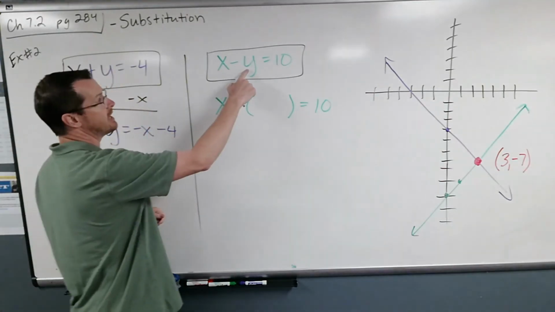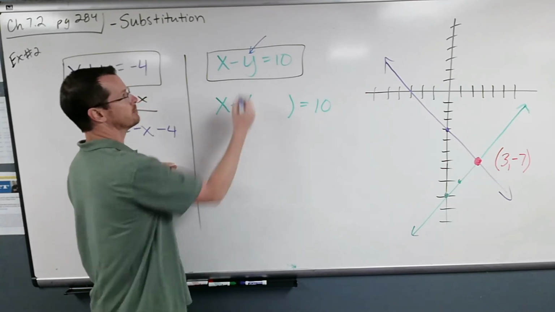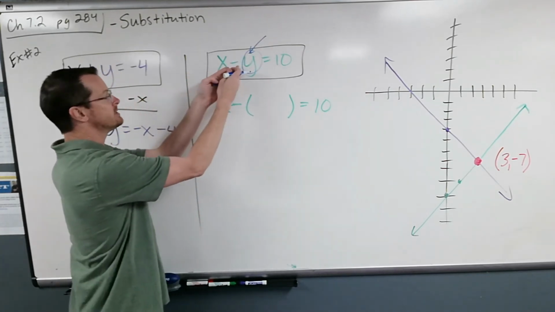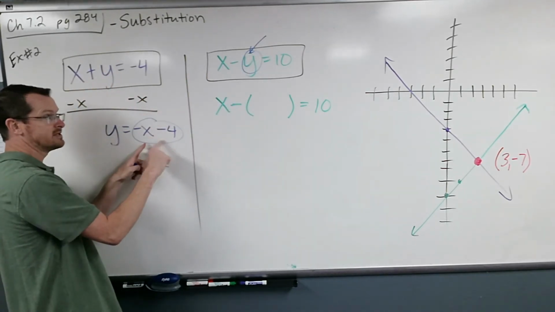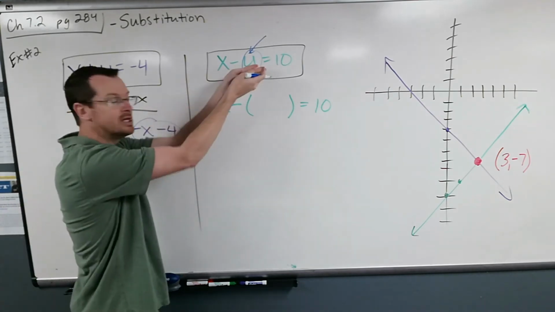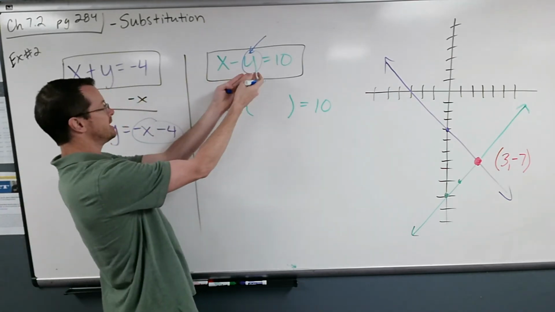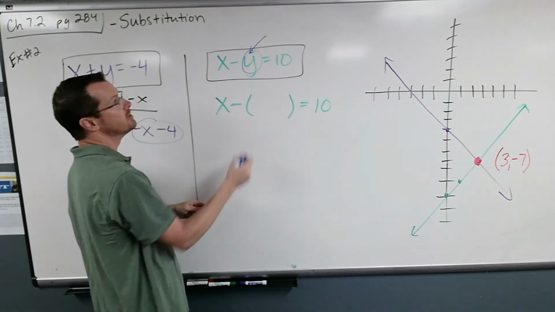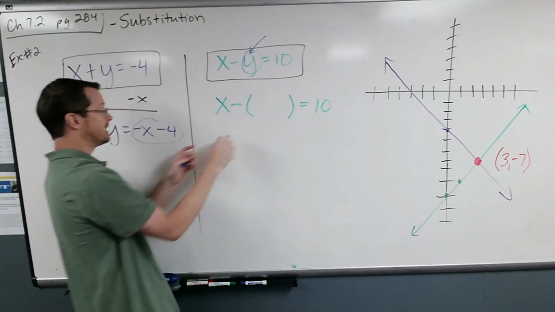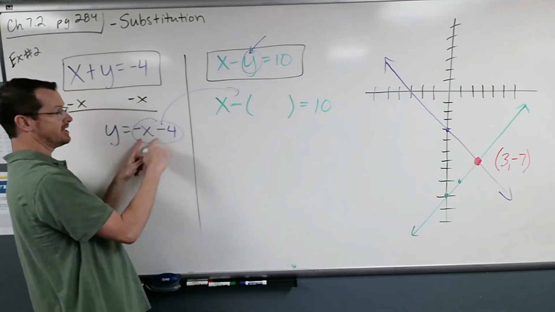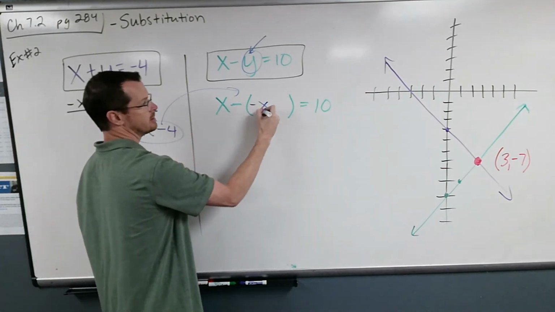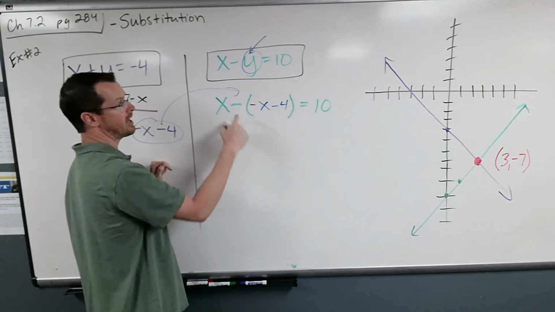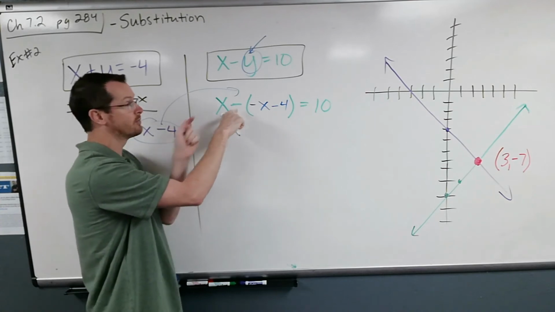So I'm going to plug in negative x minus 4 right there. It'll be x minus this negative x minus 4. I'm going to substitute it in. So x minus this negative x minus 4 is equal to 10. Right here where y is, I'm putting a blank, and I'm going to put this into the blank. Negative x minus 4. Well, look at what happens. That's a minus, so be careful. That's a negative. We've got to distribute.